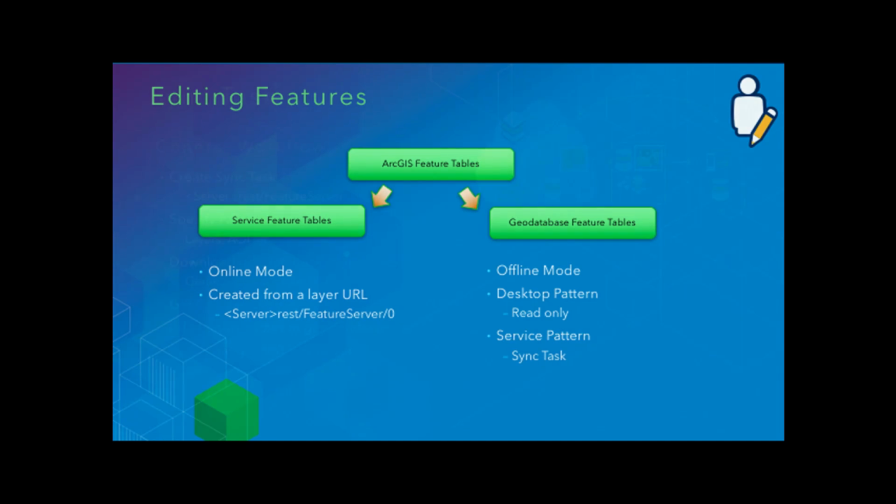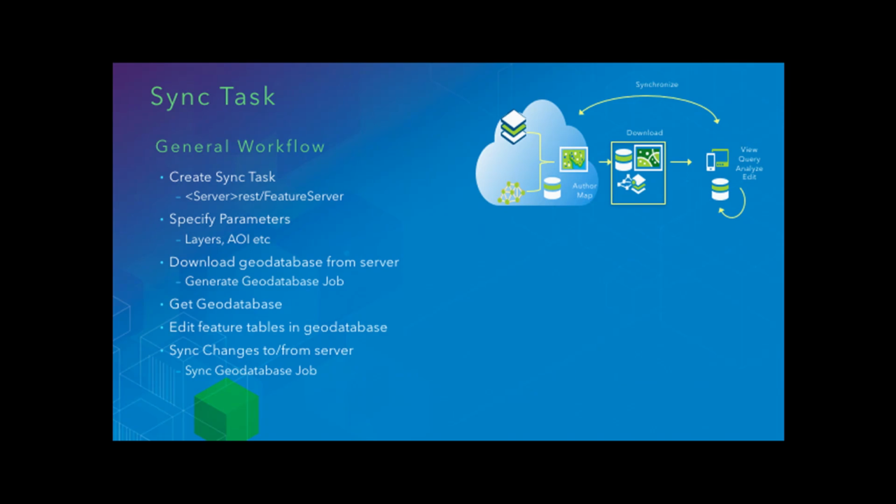So with that, let me quickly talk about the sync task. In a general user workflow, the first step would be to create a sync task using a sync-enabled feature service. You can specify parameters like the layers you want to include in your geodatabase, the area of interest, whether or not you want attachments, and so on. Then you download the geodatabase from the server using the generate geodatabase job. And when the job is complete, you get the geodatabase and you can access the feature tables in it. You can edit the tables. And when it is time to sync changes with the server, you use another job called sync geodatabase job.